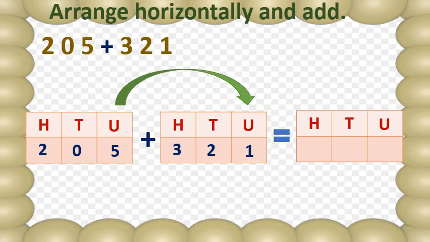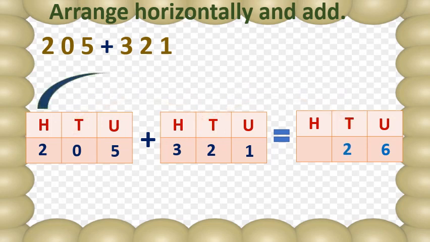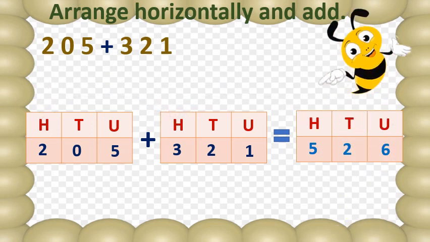Unit place has 5 plus 1. That is nothing but 6. Correct? Now we'll move to the tens place. 0 plus 2 is equal to 2. Right? Next we'll move to the hundreds place. That is 2 plus 3 is equal to 5. Got this, students? This is called horizontal position. We get the same answer if you do the sum in vertical position or in the horizontal position. Okay?